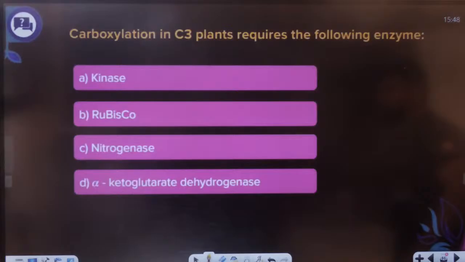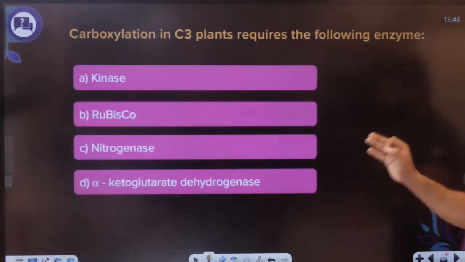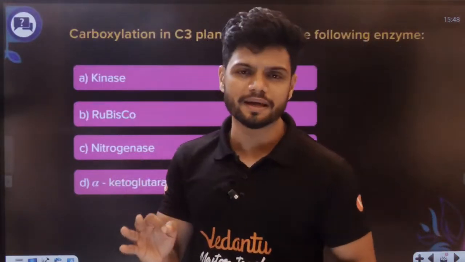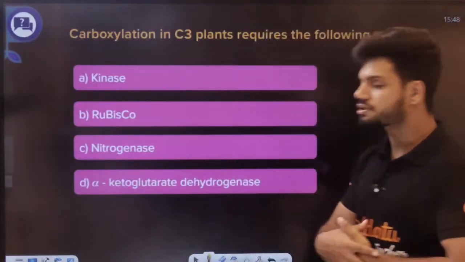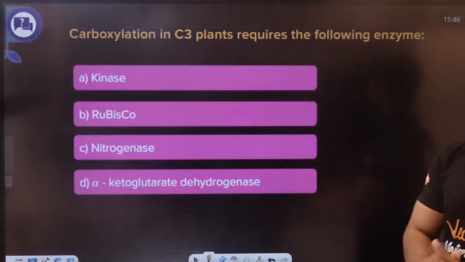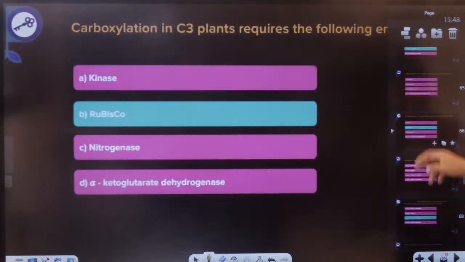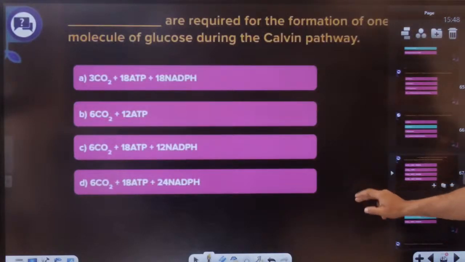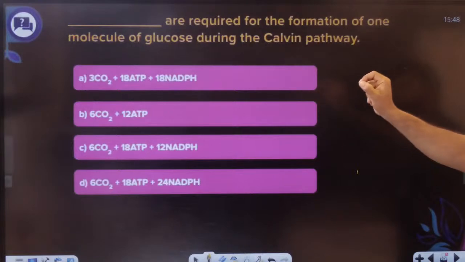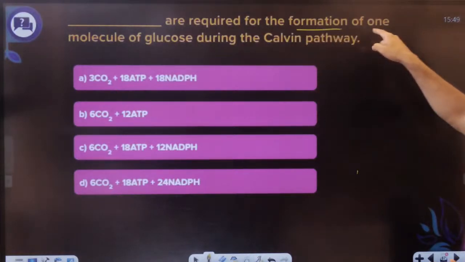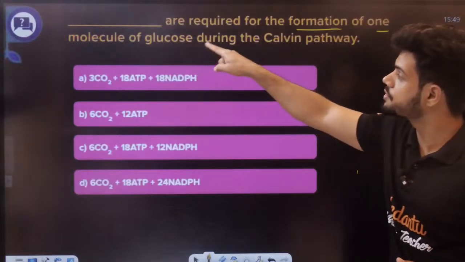The carboxylation in the C3 cycle or Calvin cycle requires the following enzymes. There is an enzyme which is the most abundant molecule in the entire biosphere. Students, it is the most abundant protein, I would say. It's called rubisco, right, rubisco. Ribulose carboxylase oxygenase.